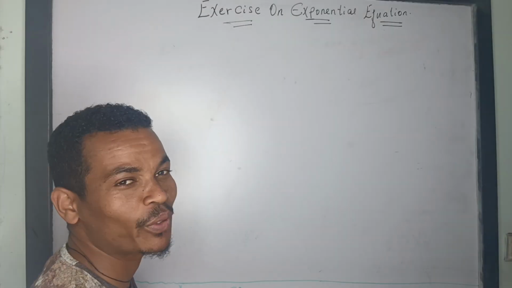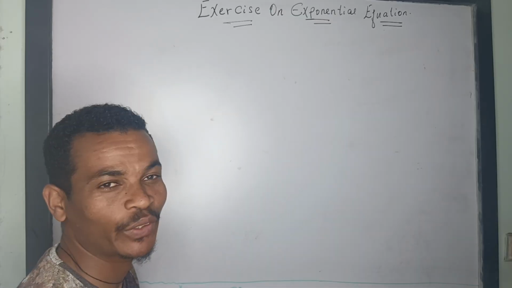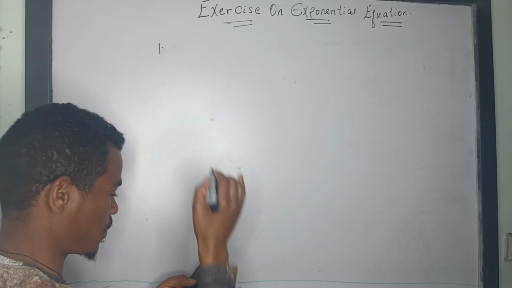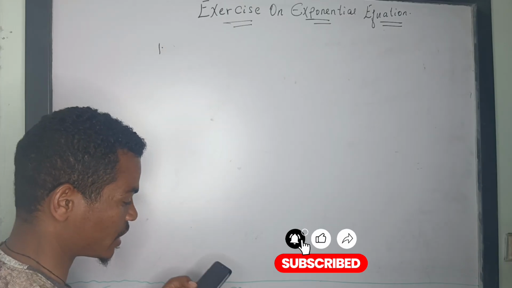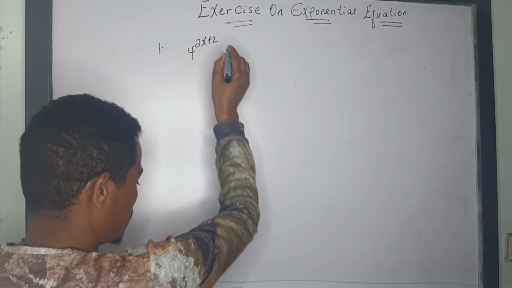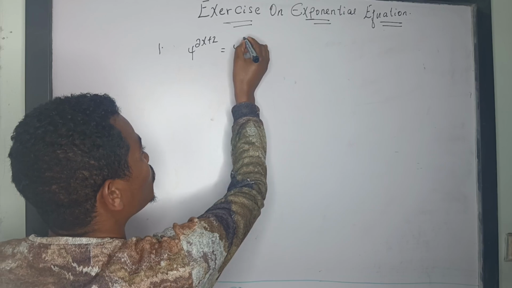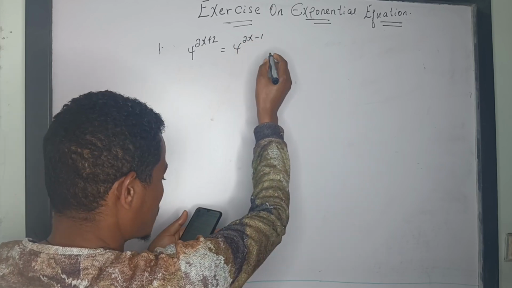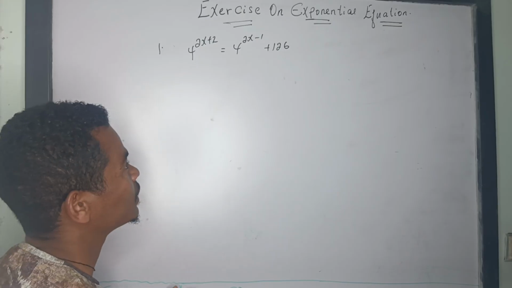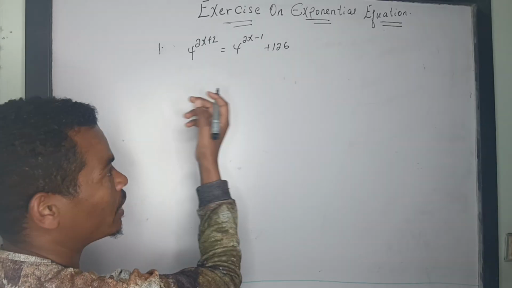Exercise on exponential equations. I'm just showing how to solve an equation that contains an exponent. Question number 1: what's the solution set of the equation 4 to the power of 2x plus 2 is equal to 4 to the power of 2x minus 1 plus 126? So what's the value of x that makes this equation true?